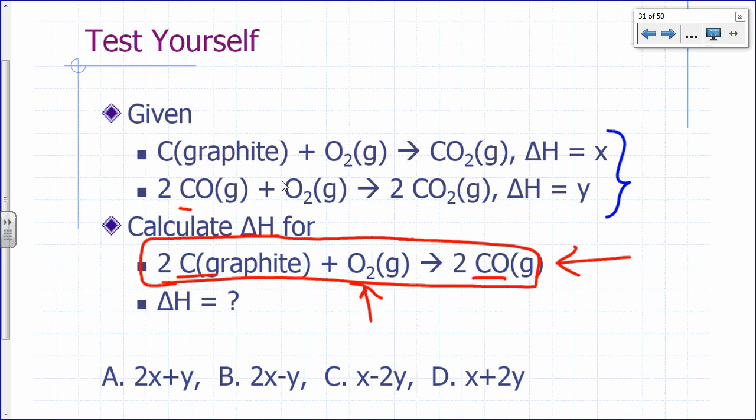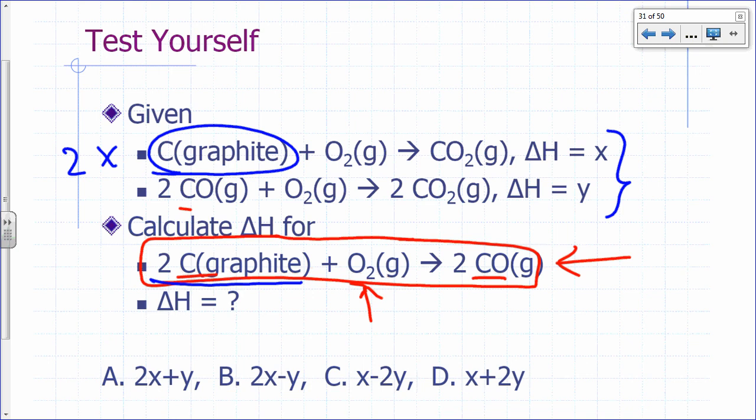What would we do? We imagine starting with graphite. You still have excess O2 gas, but it doesn't matter. Remember, we're now imagining how we're going to carry this out. So you're going to start off with 2 graphites, which means you have to multiply this first reaction by 2, if you want 2 graphites on your reactant side.